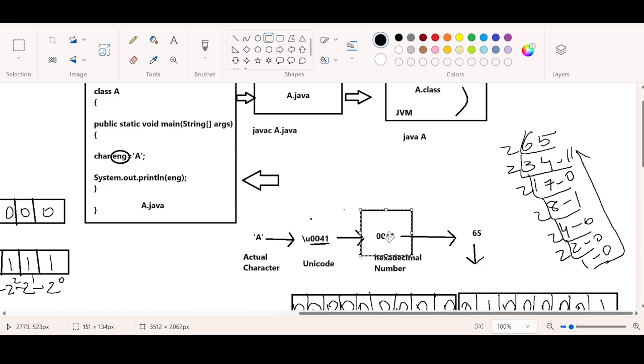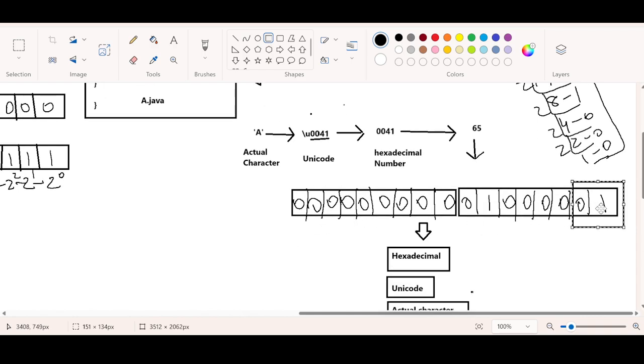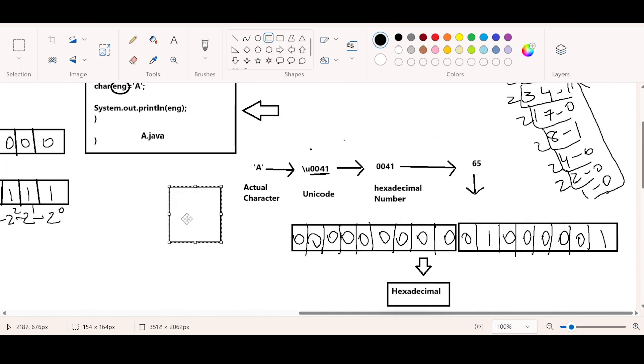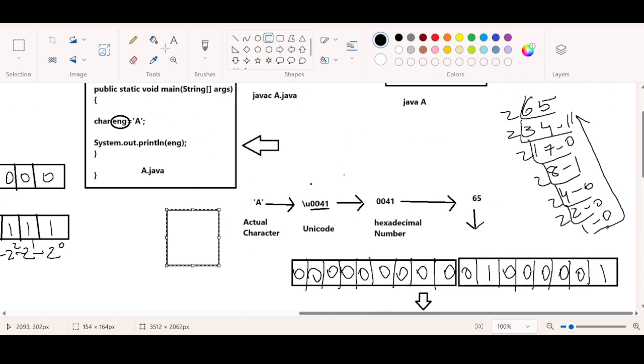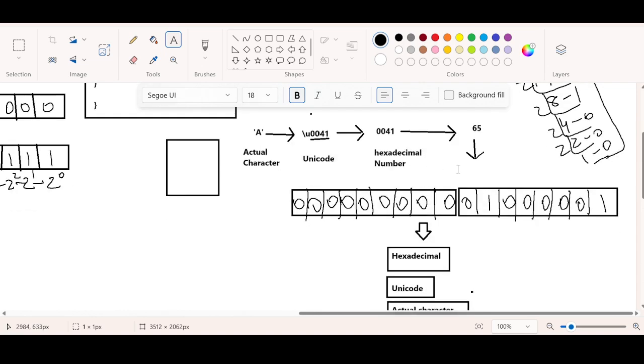This will be converted to hexadecimal number. This hexadecimal number will be converted to equivalent decimal number, and later it will be converted to binary number. This is still storage. It has been stored successfully. Later, for the retrieval, again hexadecimal number, again Unicode, then the actual character will be extracted and displayed in the console. So you just see A in the console. To display that A, it is going through all these many operations.